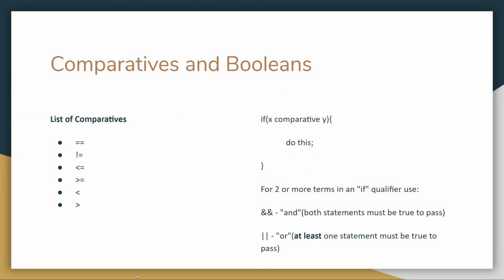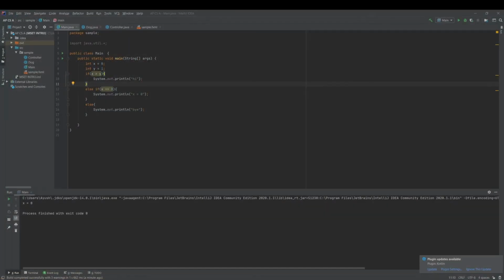And so if we read on further, for two or more terms in an if qualifier, use and, the double and sign to represent and, and the double straight lines to represent or. And so I'll show you guys what they mean in just a second. So let's go to IntelliJ again.